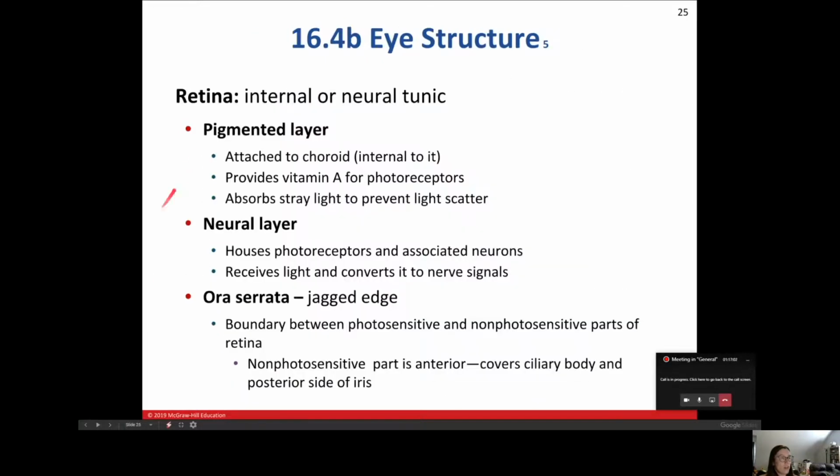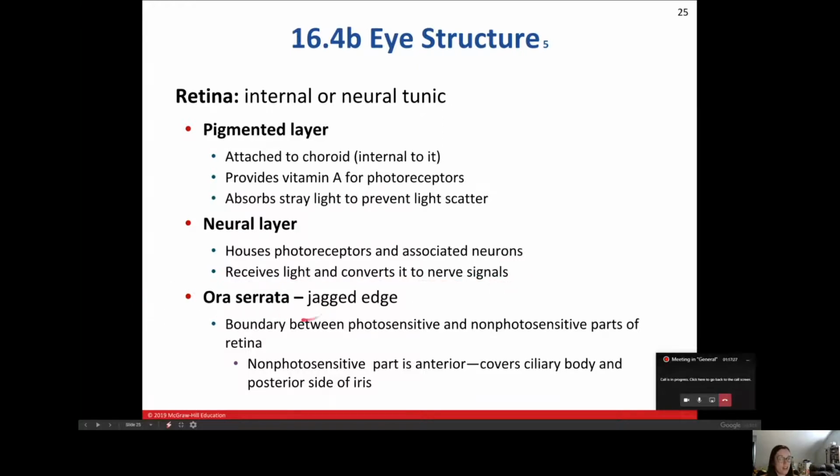Now we'll get back to the retina. The pigmented layer sits right on top of the choroid, and it provides vitamin A for the photoreceptors. We'll get into the photoreceptors in lecture. It is also very pigmented, dark, so it absorbs stray light to prevent light scatter. Then next we have the neural layer, which is the layer that houses the photoreceptors and the neurons, so the rods and cones. It receives light and converts it into nerve signals.